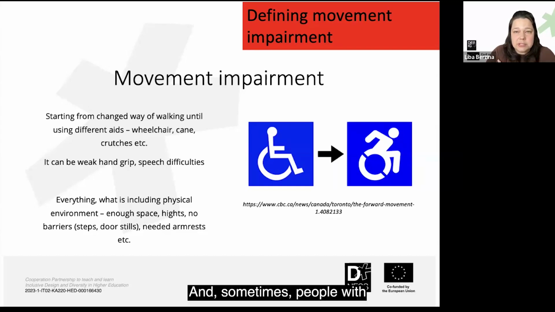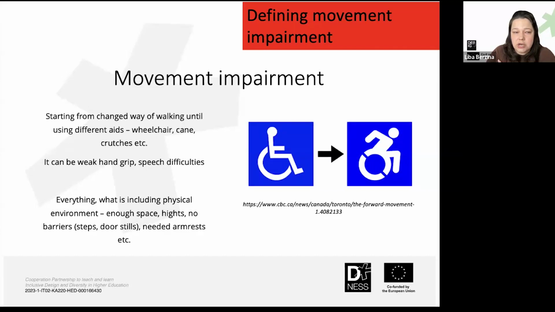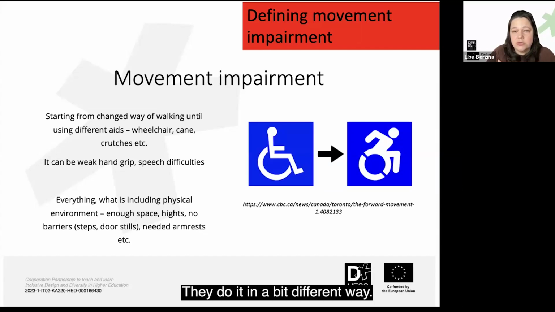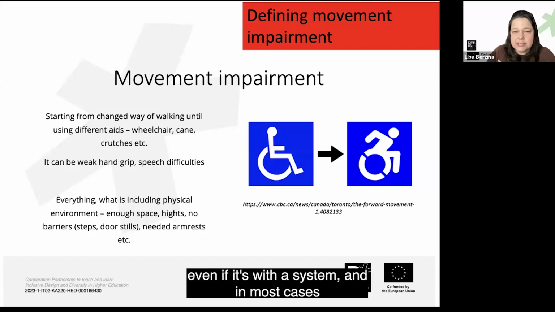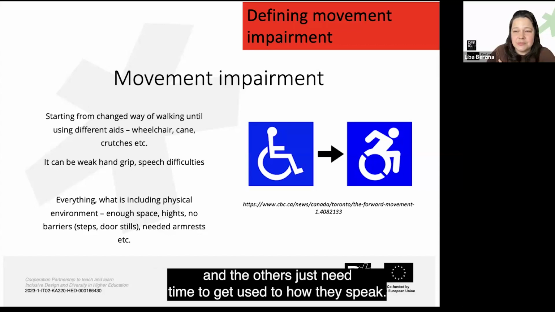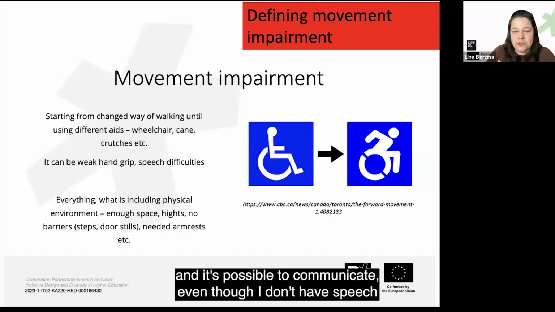And sometimes people with movement impairment also have speech difficulties, so it's hard to understand how they verbalize. They do it in a bit different way. And it's super important always to speak with the person anyway, even if there is an assistant. In most cases, the person themselves knows that they have speech difficulties, and the others just need time to get used to the way they speak. So, a bit of patience and a bit of time, and it's possible to communicate.